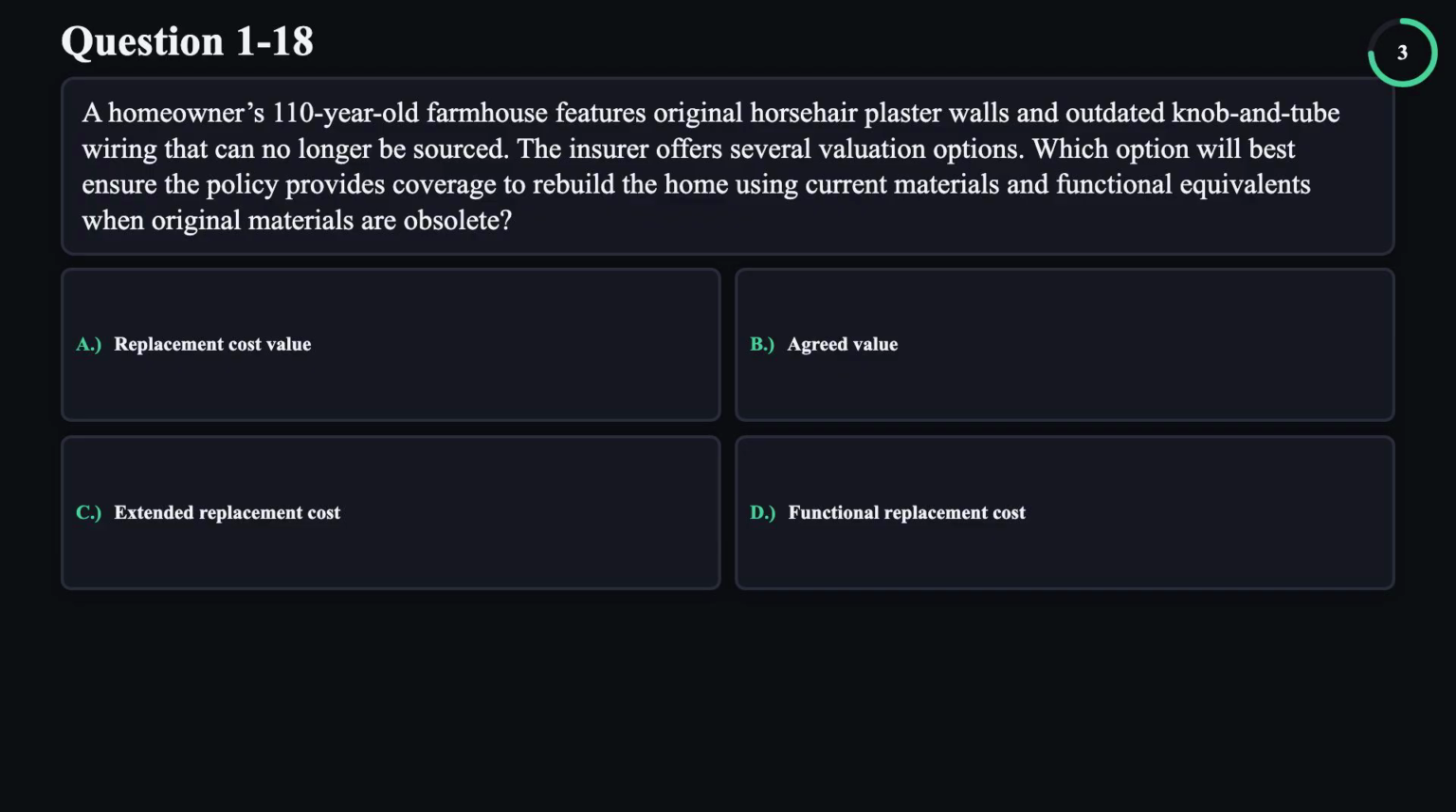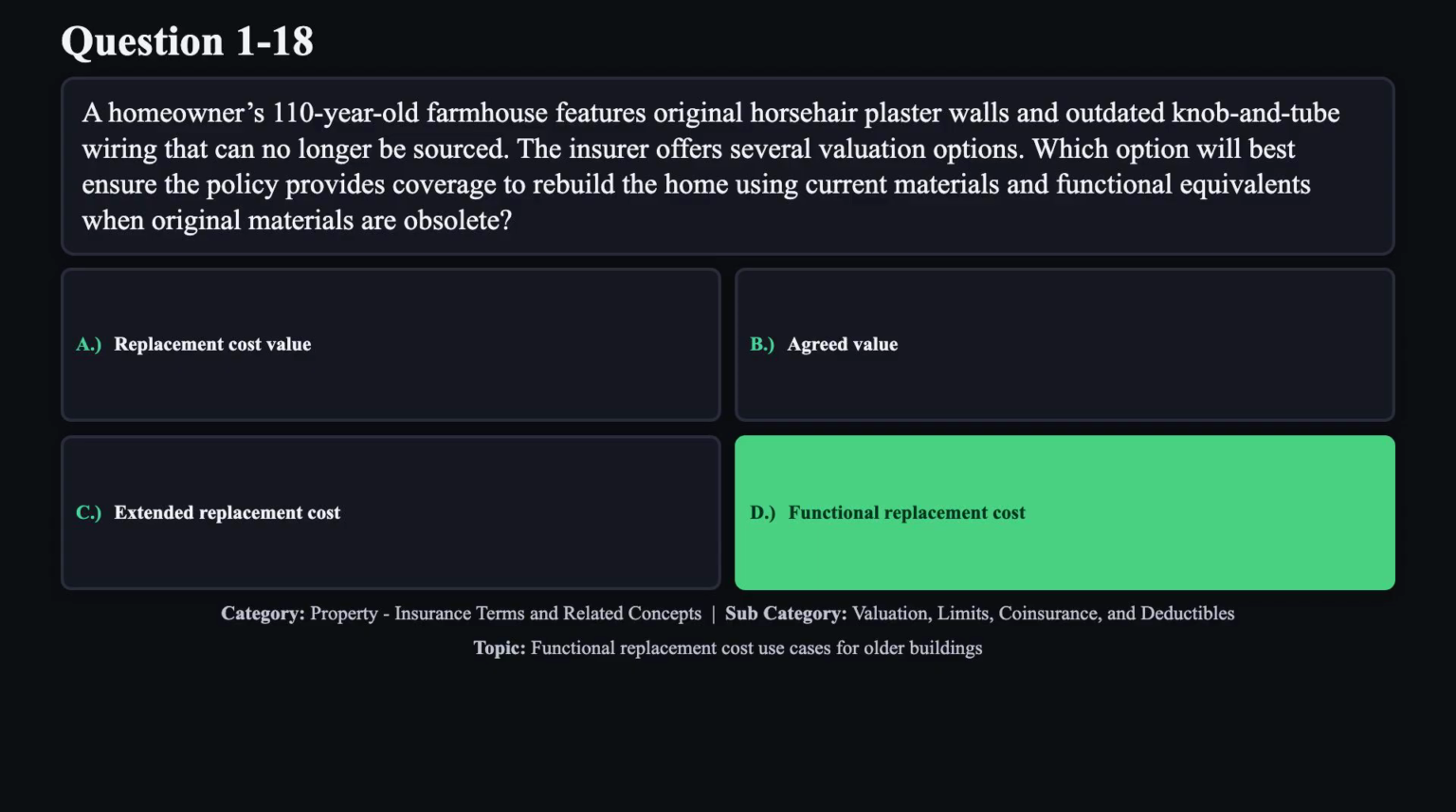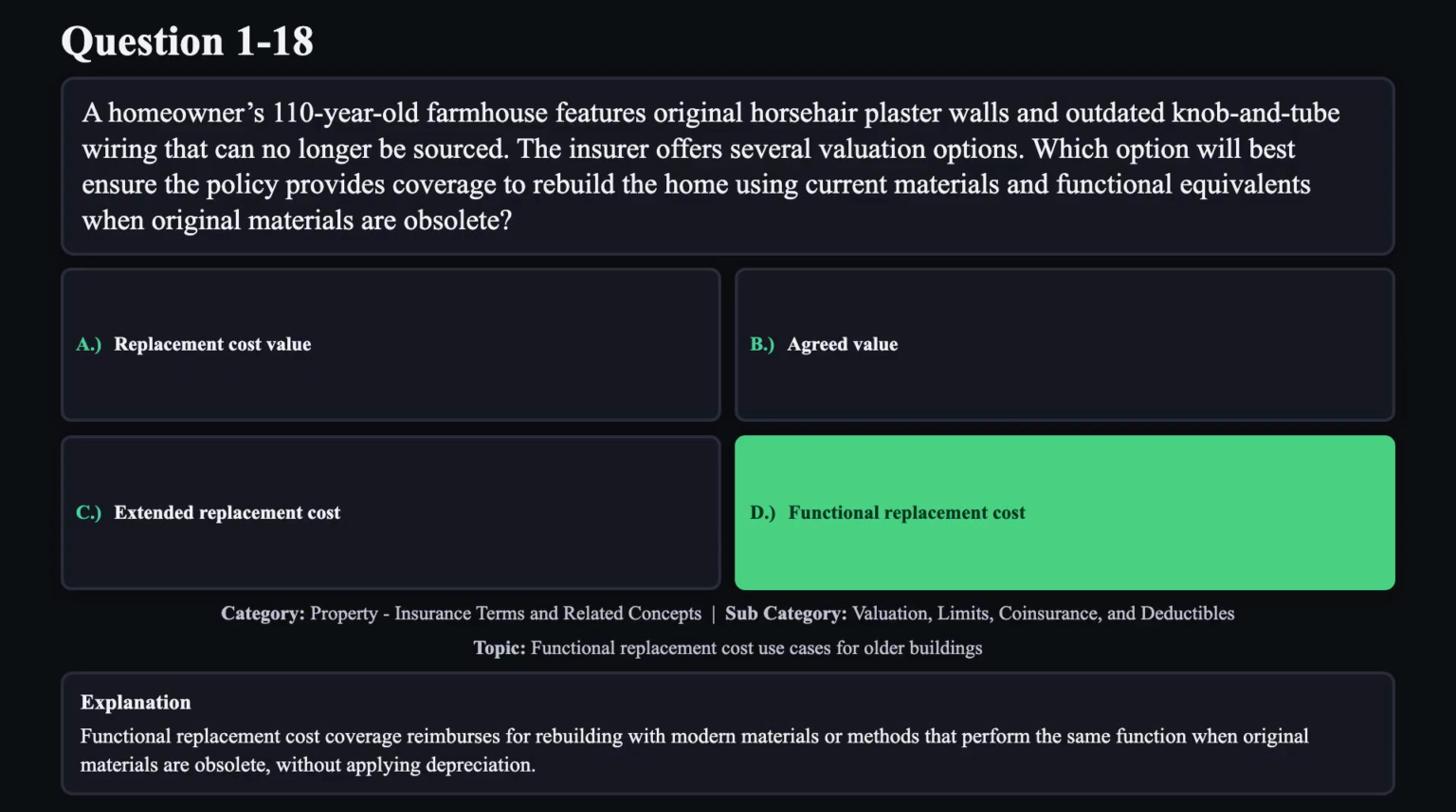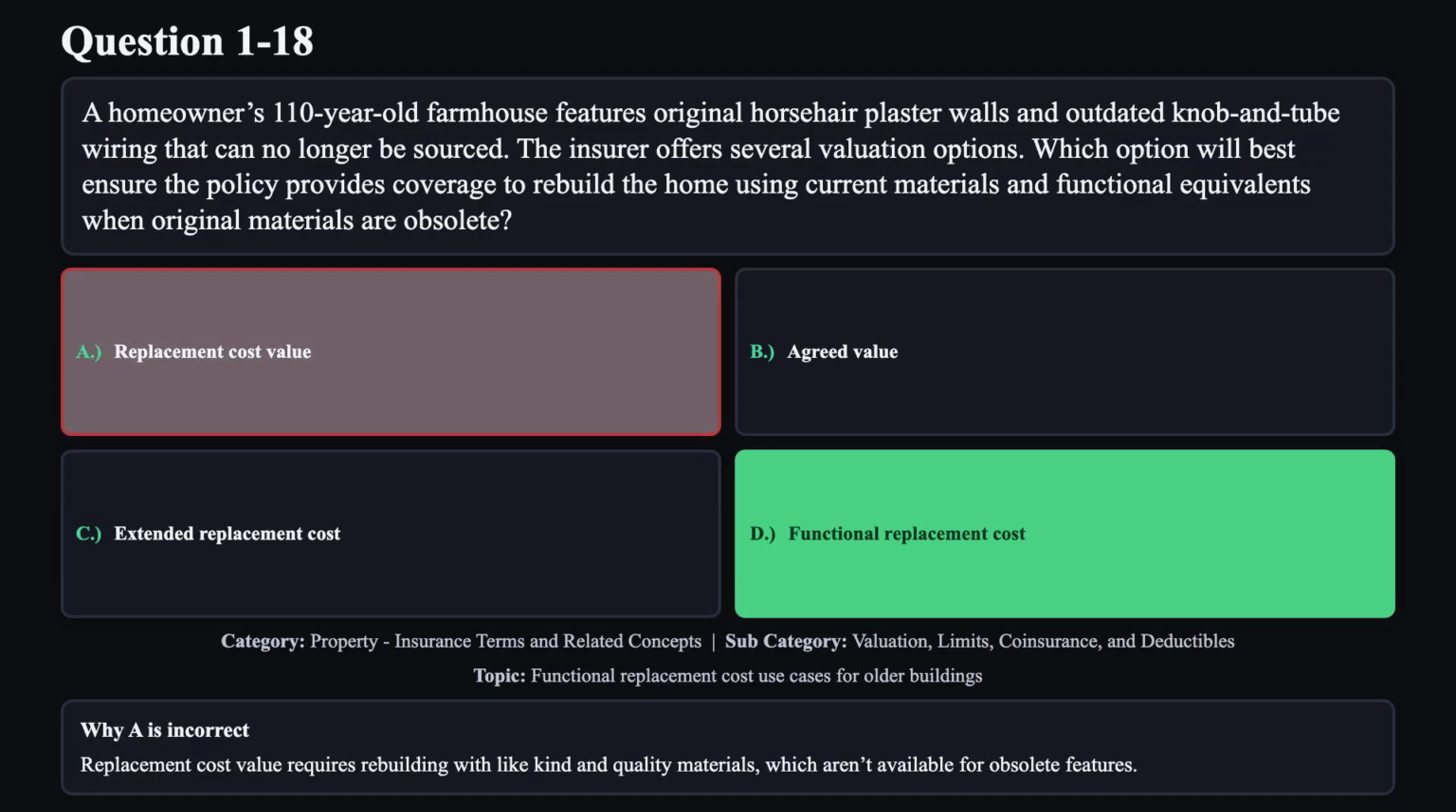The correct answer is D. Functional replacement cost coverage reimburses for rebuilding with modern materials or methods that perform the same function when original materials are obsolete, without applying depreciation. Reason A is not correct. Replacement cost value requires rebuilding with like kind and quality materials, which aren't available for obsolete features.